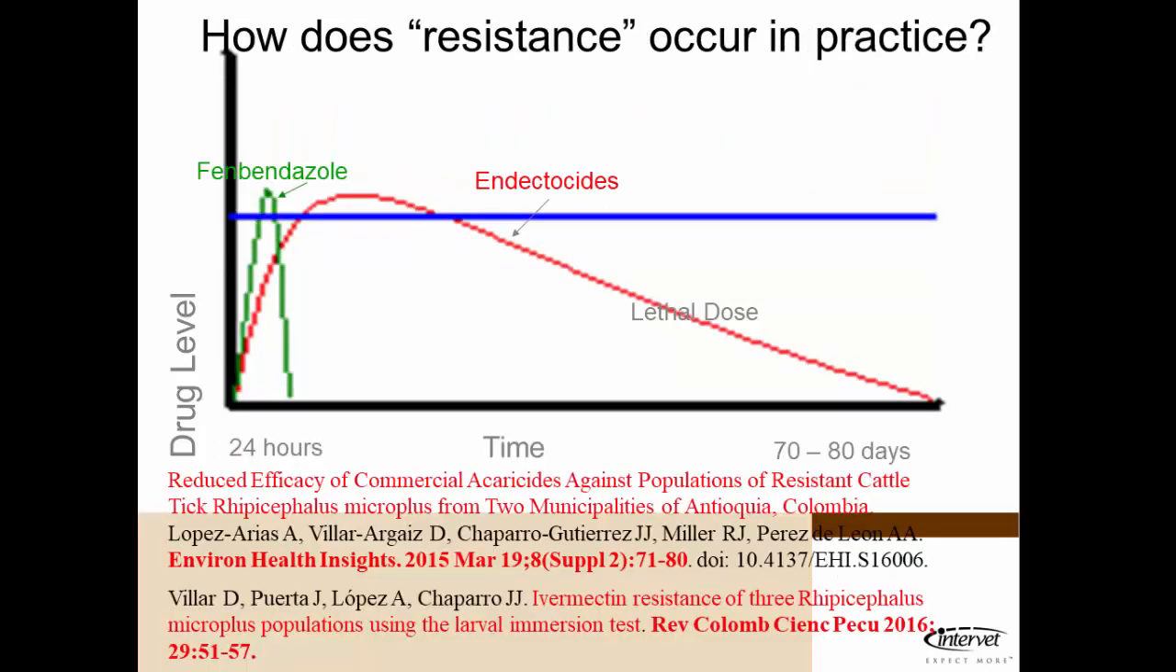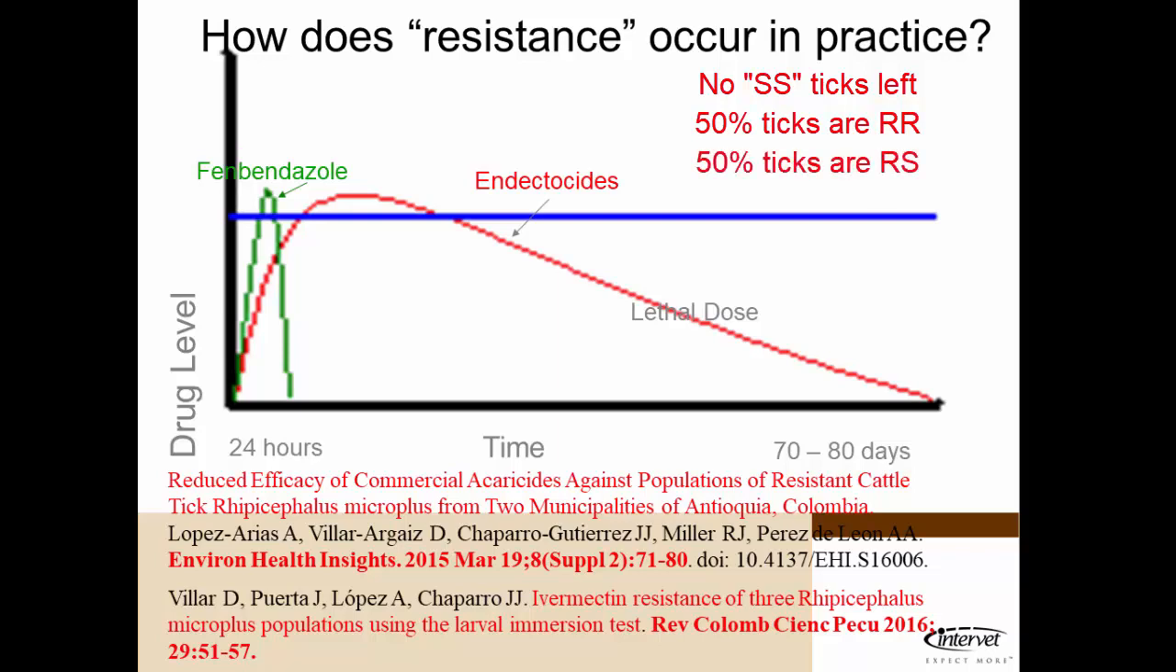I'm also going to use this slide to make another point, which is interesting, and that's how we see resistance taking place in any one farm. This is not an overnight phenomenon. It's a slow process. Let's imagine for a minute that we have killed all the double S susceptible ticks, and now 50% of the population are totally resistant, and the other 50% are heterozygous RS ticks.